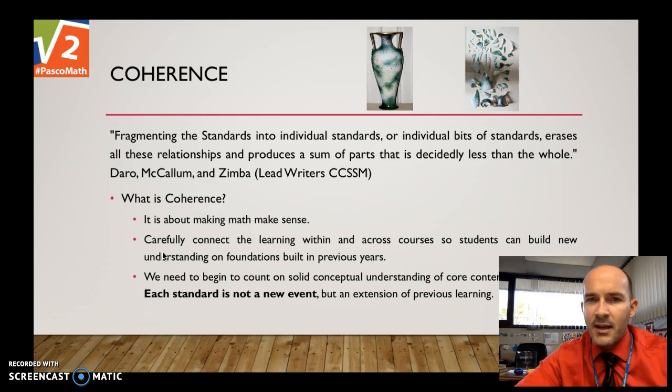And we're not only carefully connecting the learning across grades, but also within our grade and how our content builds on itself. And the other piece is really starting to count on that solid conceptual understanding of core content and build on it. Not treat each standard like a new event. And so kids do have prior knowledge, and we need to actually extend. A lot of times in our standards it even says apply and extend previous, and then that's how the standard starts. So that should be a red flag for us.